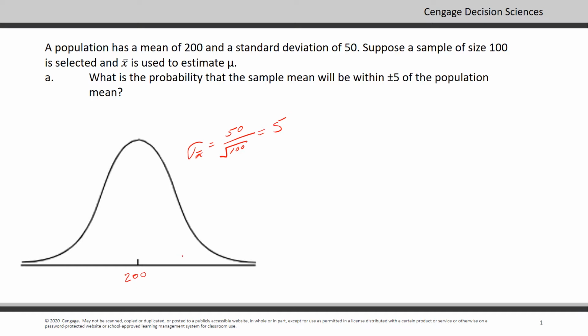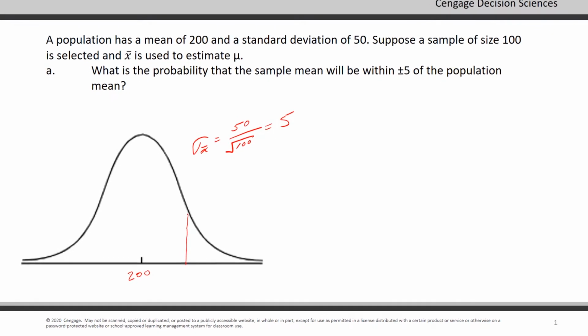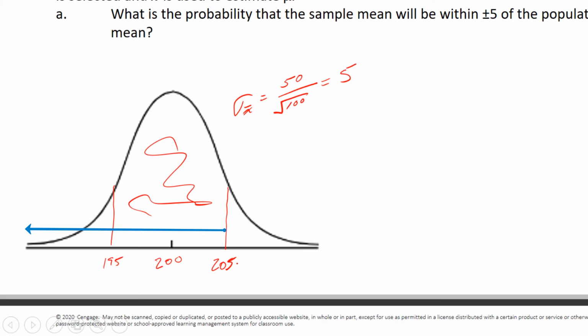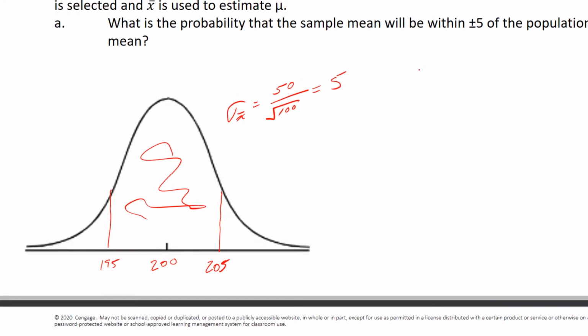So I've got, say, 205 maybe out here, and then 195 maybe there. And so what I'm going to do is figure out what's the area in between these. Well, to do that, I'm going to figure out the area from 205 to the left, and then figure out the area from 195 to the left. So I'm going to calculate z-values to help me do that.